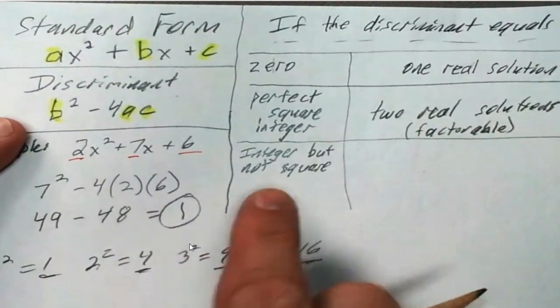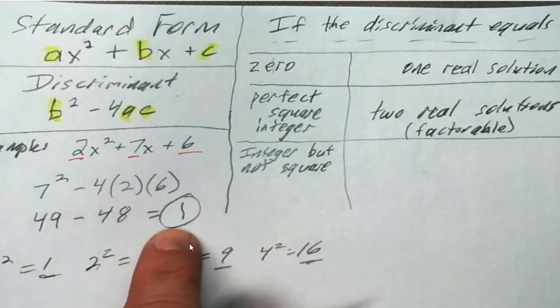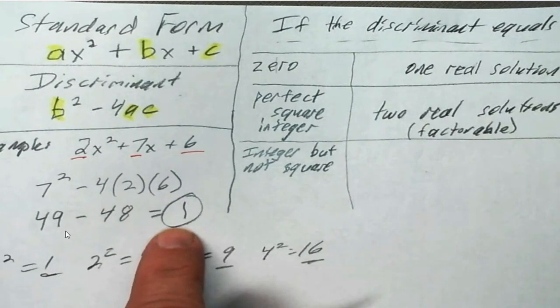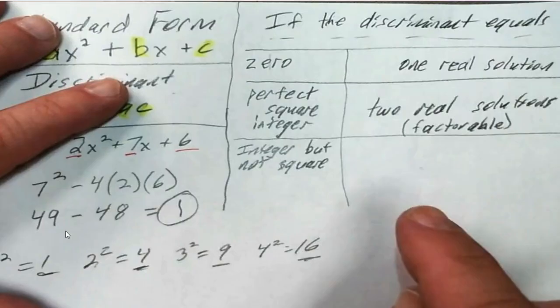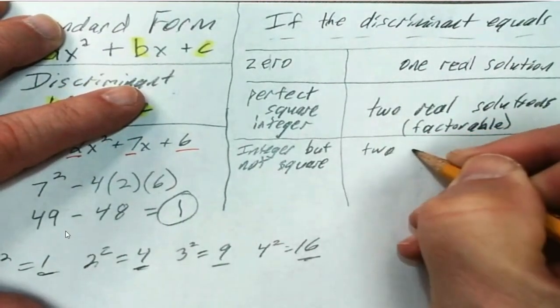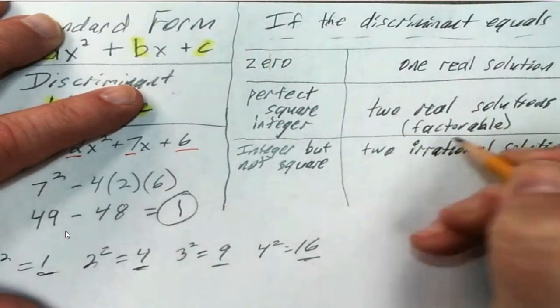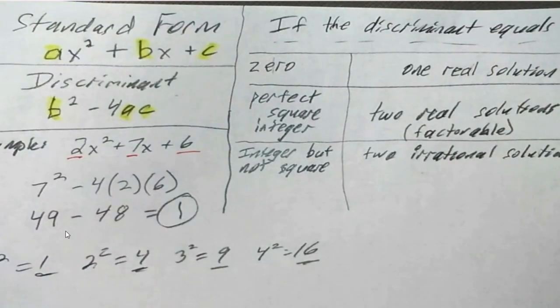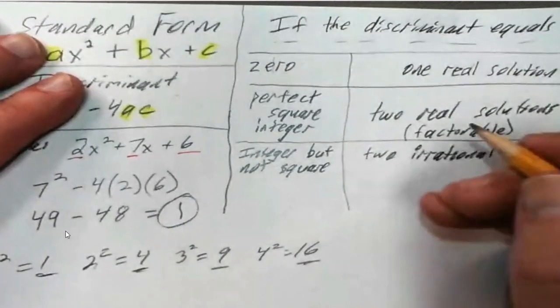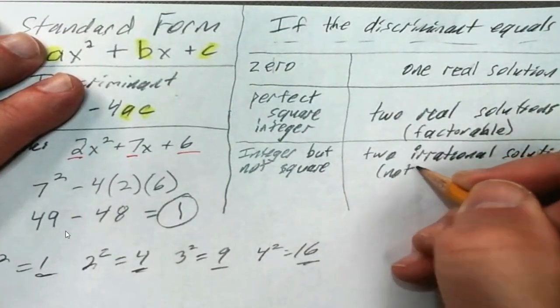An integer that's not a square, let's say that this equaled 3. 3 is not a perfect square. Or if it equaled 11 or it equaled 20, something that's not a perfect square, that means we have 2 irrational solutions. Irrational, which means the solution is not going to be x equals 6. It may be x equals 3 plus the square root of 7 or something. Like it'll be a real solution. It just will be irrational, which generally means it's not factorable.